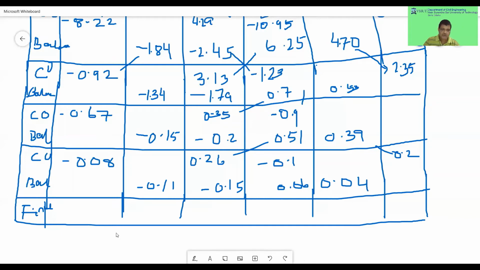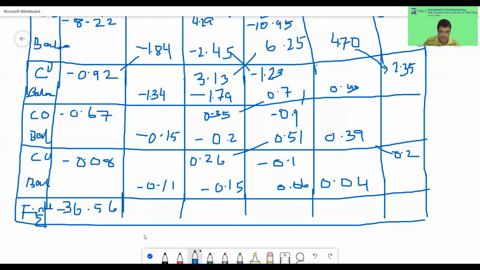Now what will we do? We will go on adding all the values. The final moment, as you know, is the sigma of all the values in the column. So this comes out to be minus 36.56, and this comes out to be 33.45. This must come as minus 33.45, and this value comes out to be 17.91. So this must come as minus 17.91, equal and opposite, and this value comes 36.